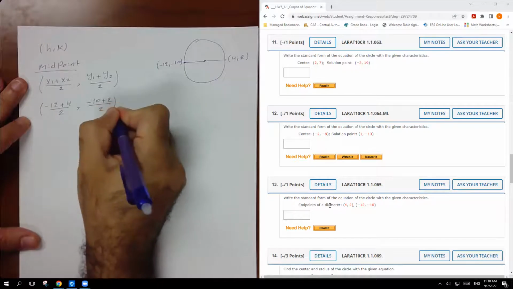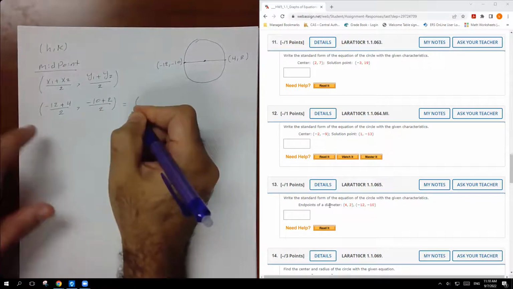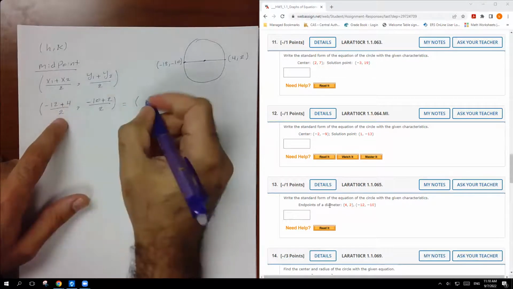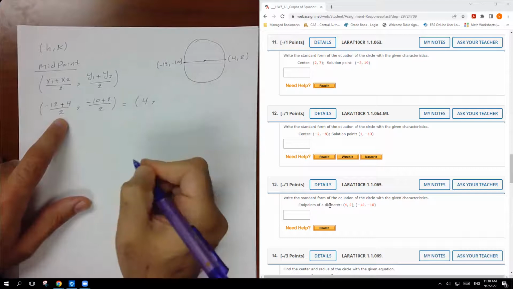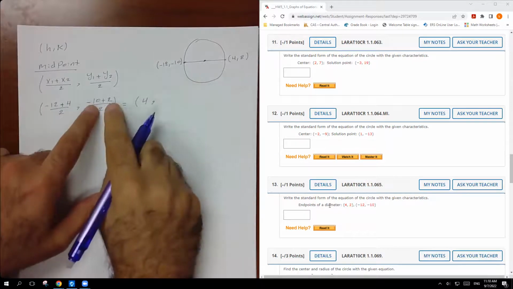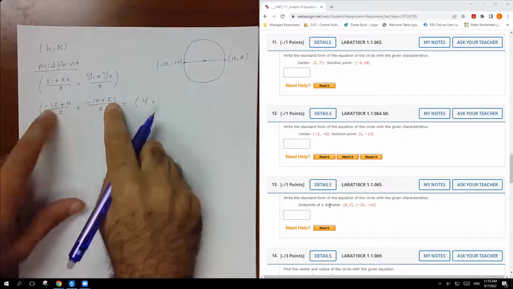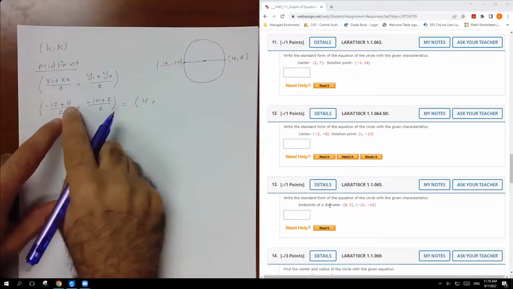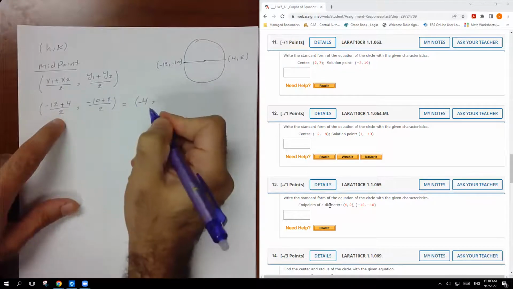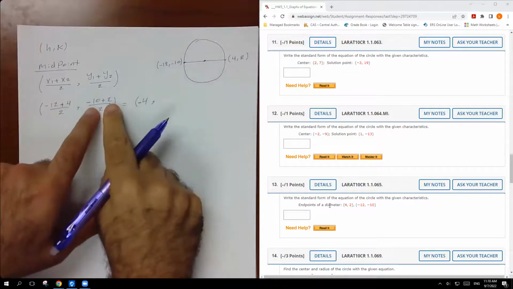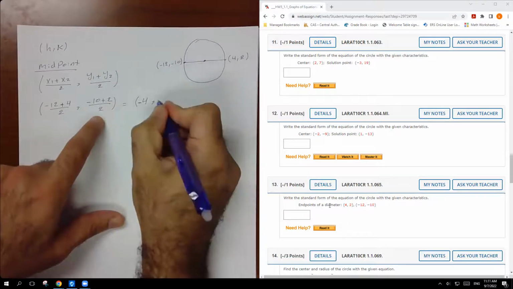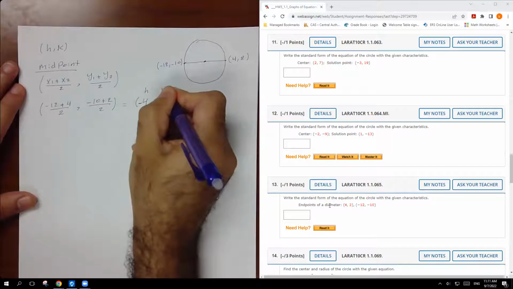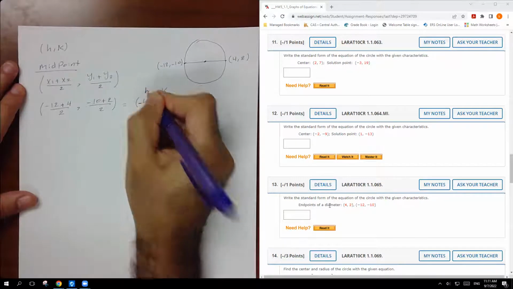That means negative 12 plus 4 is going to be negative 8. Sorry, here negative 12 plus 4 is negative 8, divided by 2 is negative 4. Negative 10 plus 2 is going to be negative 8, divided by 2 is negative 4. That means this is the h, and here's the k, which is the center of the circle.